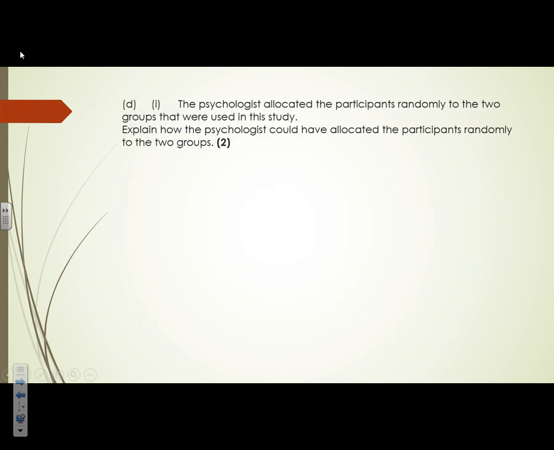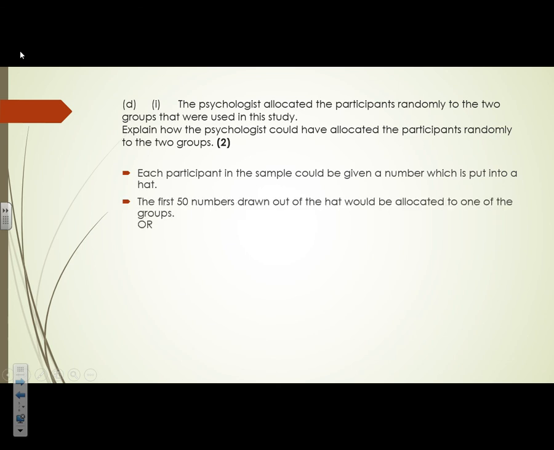Okay? Psychologists allocated the participants randomly. Explain how they could have done it to the two groups. There are several different ways that you could do this. The key thing, you must make it really clear, is how the actual allocation happens. I've had tons of students who've said each participant in the sample could be given a number which is put into a hat. So participant 1 is given number 1, participant 2, number 2, participant 3, number 3, and so on. So you just get them in a list and number them. Then you say the first 50 drawn out of the hat would be allocated to one of the groups. That would be 2 marks.